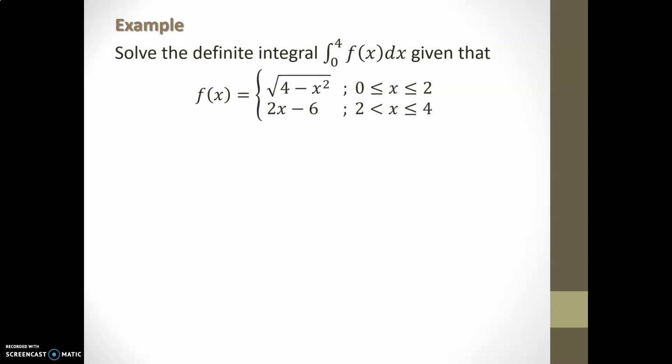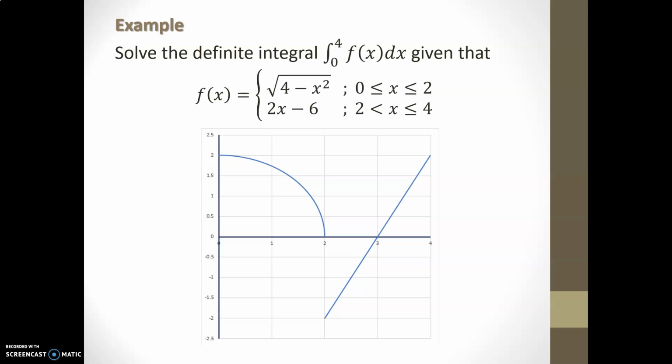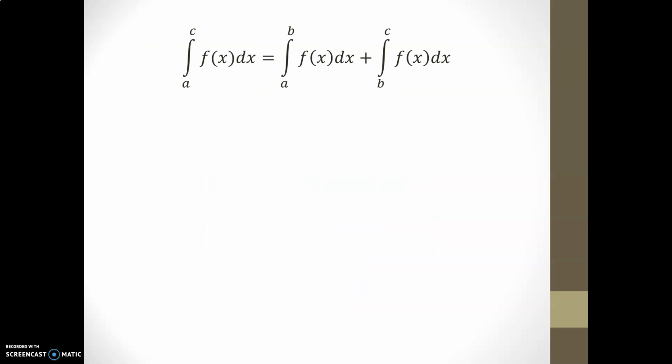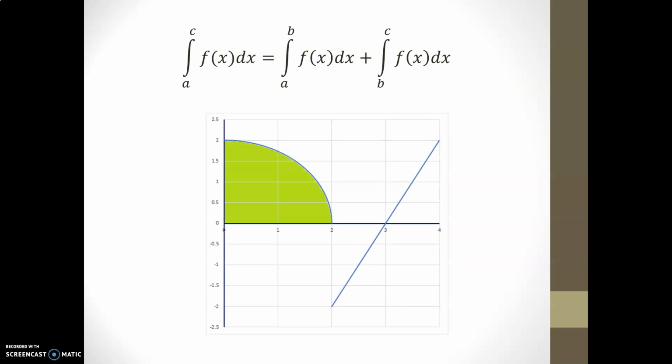On the first portion of the curve, we have the upper half of a circle, or the upper half of a semicircle. In the second half, we have a linear function, 2x minus 6, that has 3 as its x-intercept. So performing the integral from 0 to 4 of f of x will require that we look at this in two pieces because the function's rule has changed. A good choice here would be to look at two different regions.